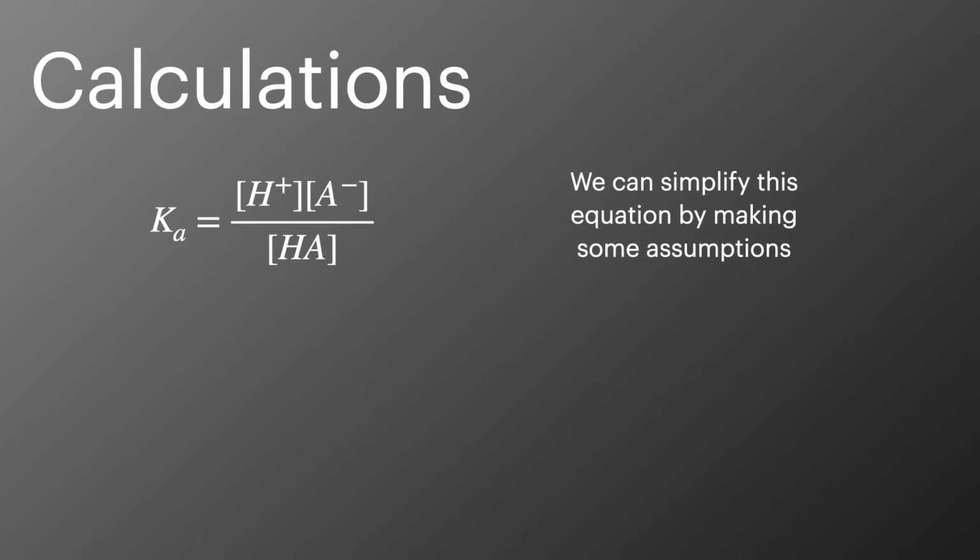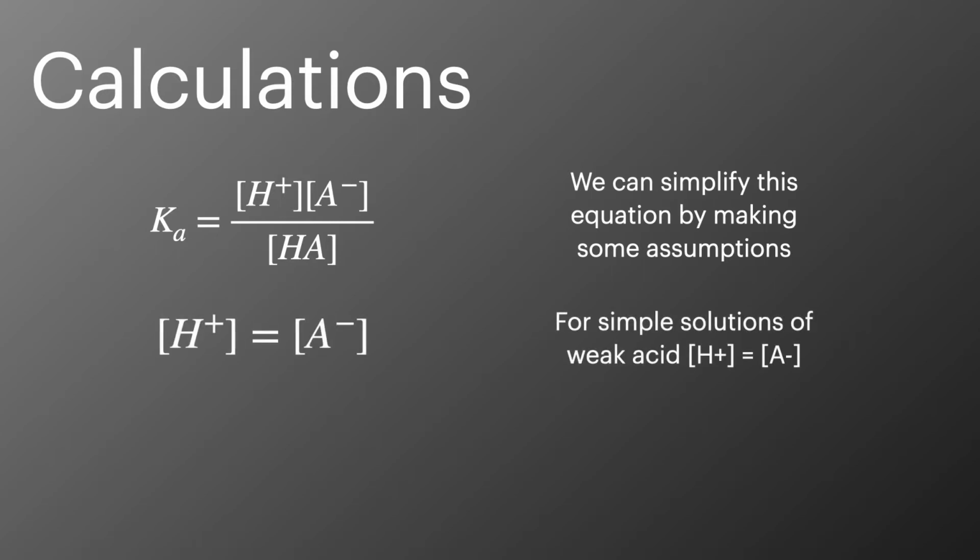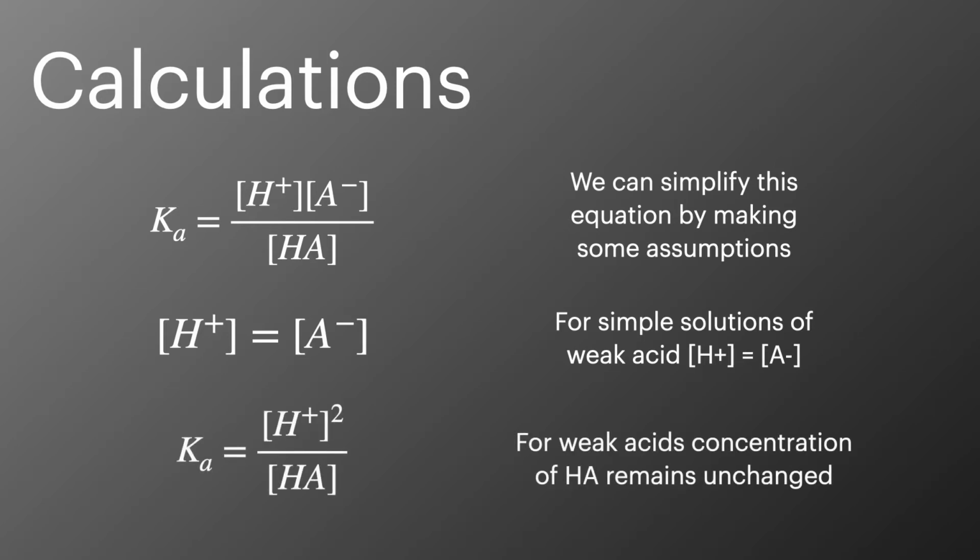To make these calculations easier to deal with, we make some assumptions. The first assumption is that in a simple solution containing just a weak acid, the concentration of H+ is equal to the concentration of A-, so we represent it as [H+] squared. The second is that the concentration of HA remains the same at equilibrium as it was before the equilibrium, so it's unchanged. This is because very little of the acid dissociates, and making this assumption makes the calculations much easier to deal with.